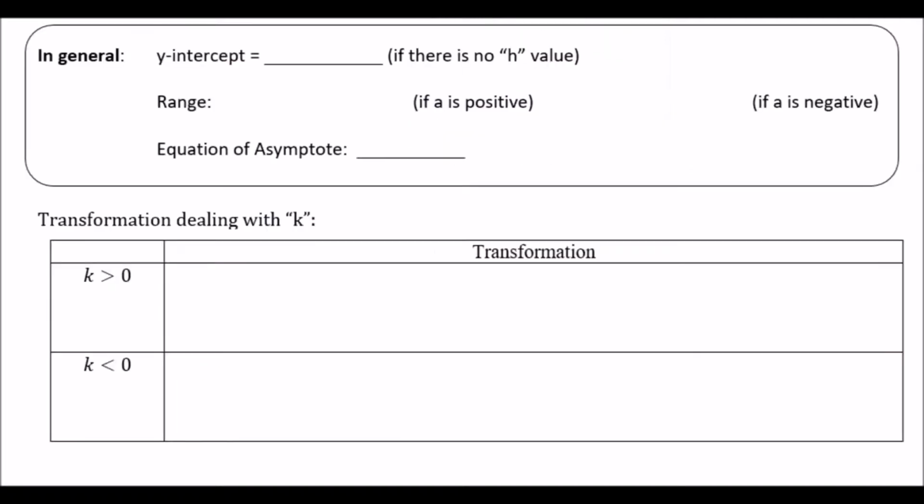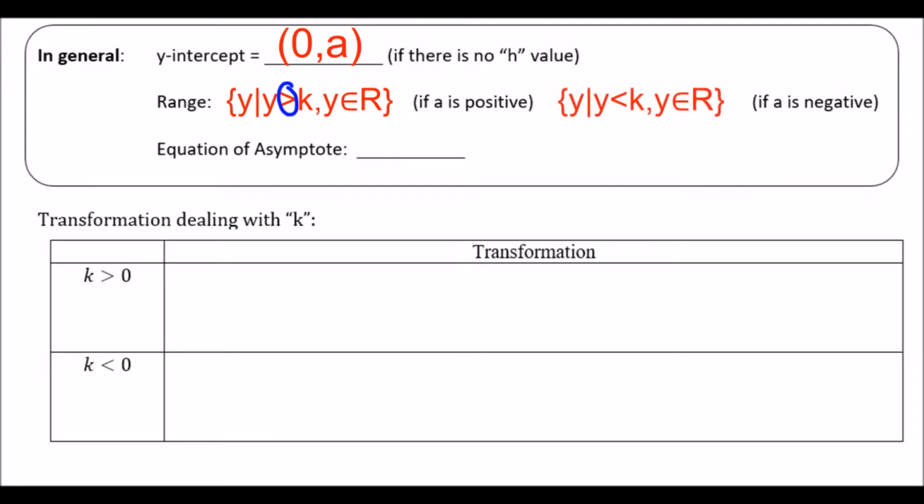All right. So the y-intercept is 0, a plus k. The range will always be, if a is positive, greater than or equal to k. If a is negative, then we will have less than or equal to k. So again, the k value is always in our range, and the equation of asymptote is always y equals k. So this is new. So k is actually quite powerful. It affects the range and the equation of asymptote. Also affects the y-intercept. Sorry, this is not quite right. So it should be a plus k.